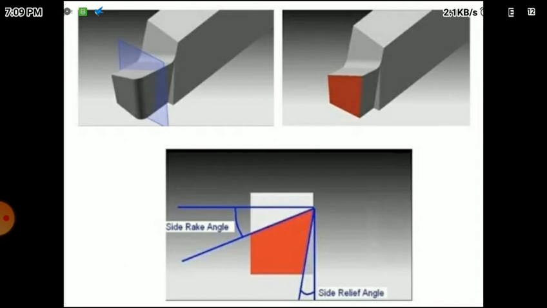So side relief angle: its significance is that it provides clearance to the flank of the tool to prevent rubbing with the workpiece.